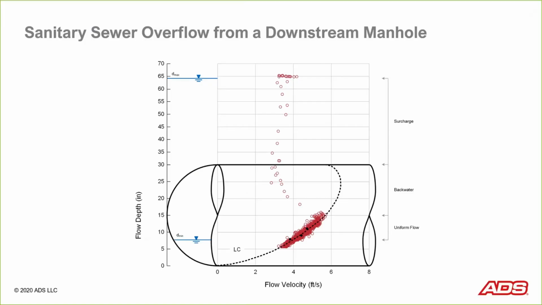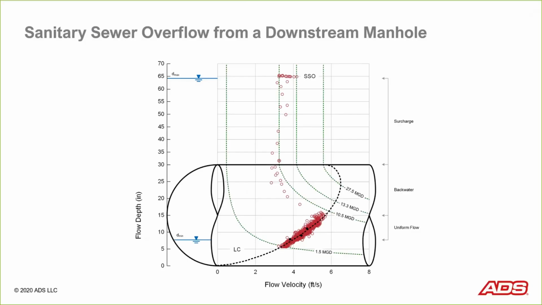Now, just like with the upstream SSO, a downstream SSO is characterized by what happens at the top of the surcharge data. What you see here is actually the depth reaching a depth of about 65 inches. And you'll notice I've also added ISOQs to this graph. And you can see this pipe surcharges at about 10.5 million gallons per day according to the ISOQ line.